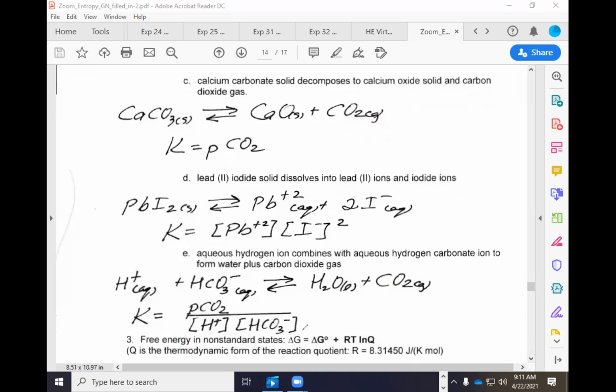But what we're saying is now we have a way to take our standard state free energy, add RT times natural log of Q. This is the Q we've been talking about before, the reaction quotient. And then R is our gas law constant. And then we can take a standard state and find out the non-standard state. So that's what this equation is about.